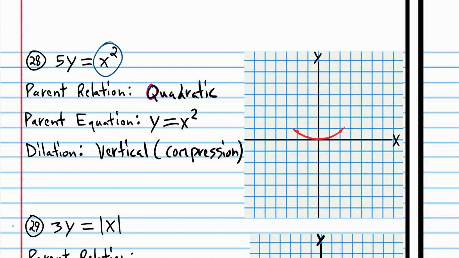If we plug in 3, 3 squared is 9. Then we get 5y is equal to 9, divide both sides by 5, and y is equal to 9/5. Well, that's a fraction. That's kind of a pain to have to graph. Let's see if we can find an easier value.